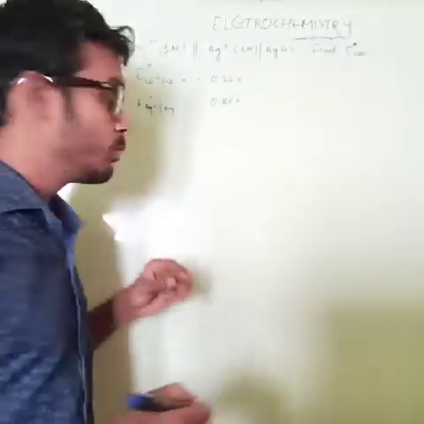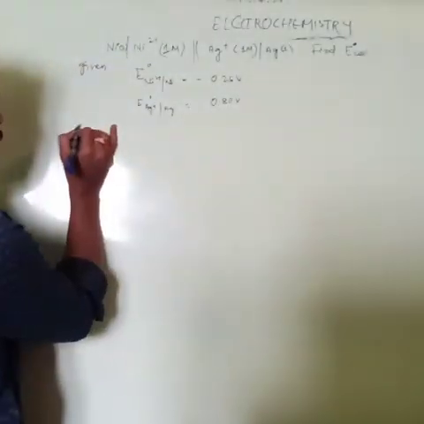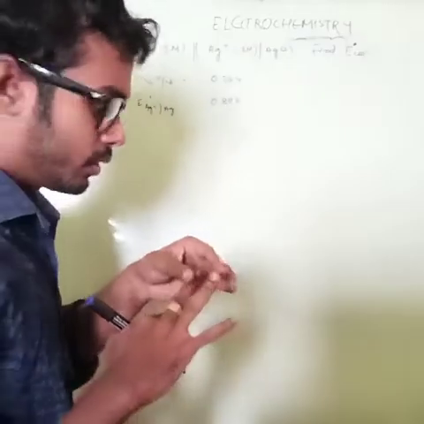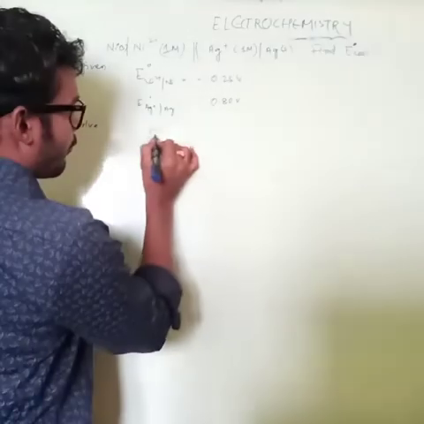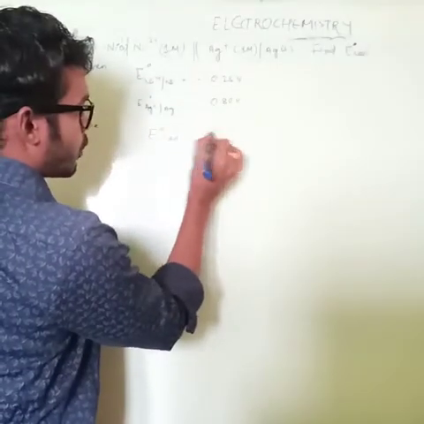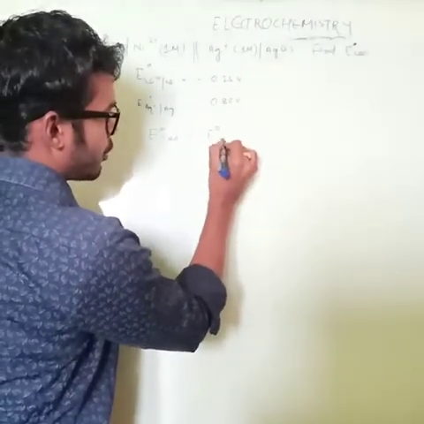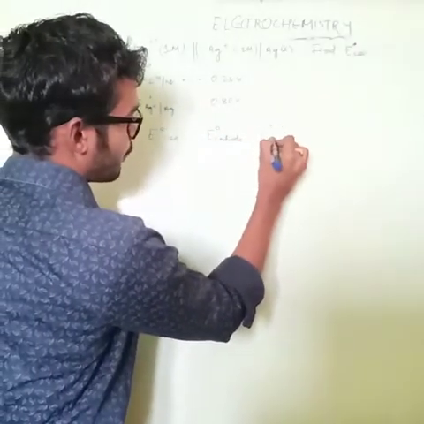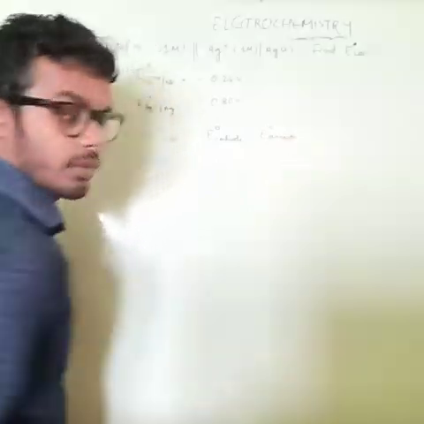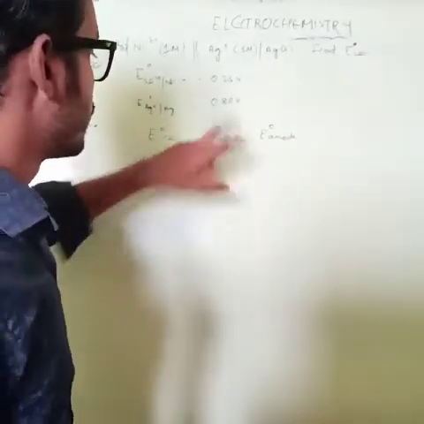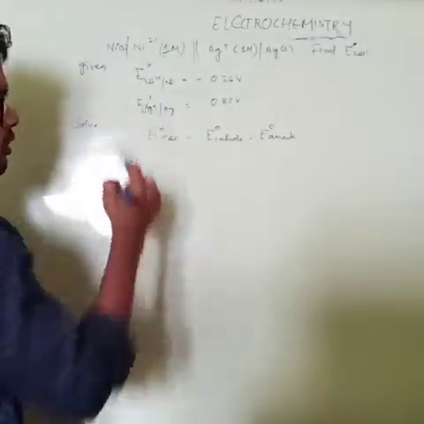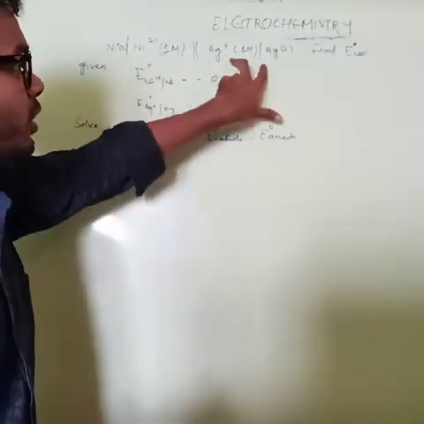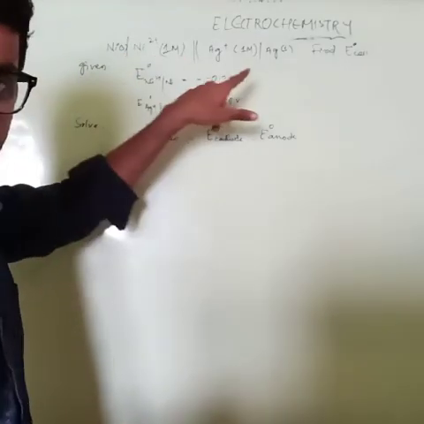So what is our formula? How to solve? Pause it and solve this first. E0 cell equals E0 cathode minus E0 anode. Okay, so which one is E0 cathode, which one is E0 anode? So this is E0 cathode, this is E0 anode.